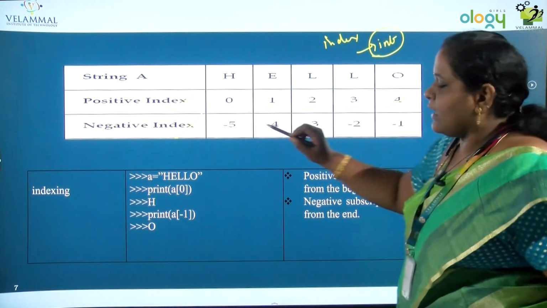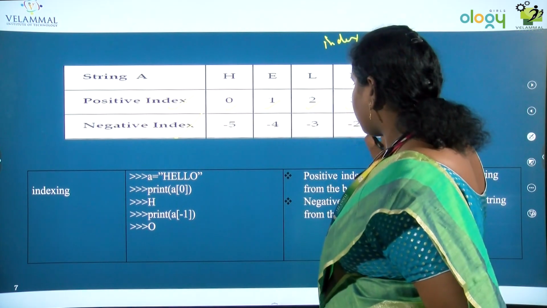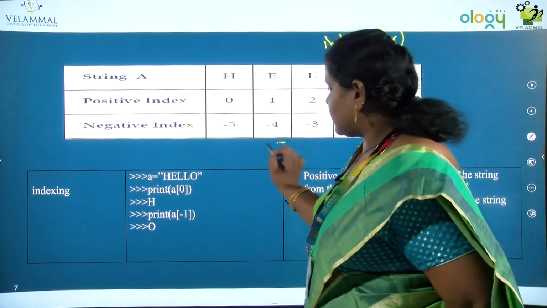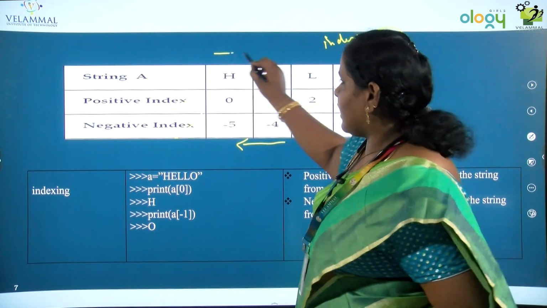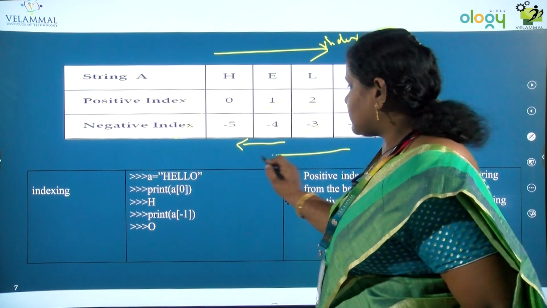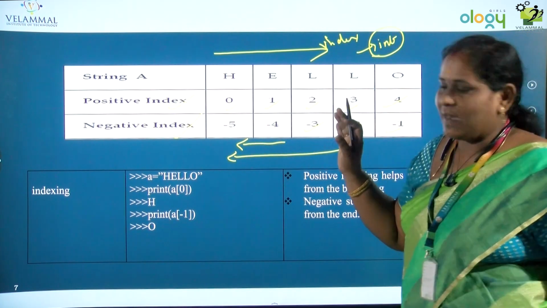Okay. And when it is going for the negative index, it starts from -1, -2, and the last before character is going to be -3, and it just goes on. So just have it in your mind that positive indexing starts from left and goes to right, and negative indexing starts from right and goes towards the left. Okay, so this is the concept about positive and negative indexing.